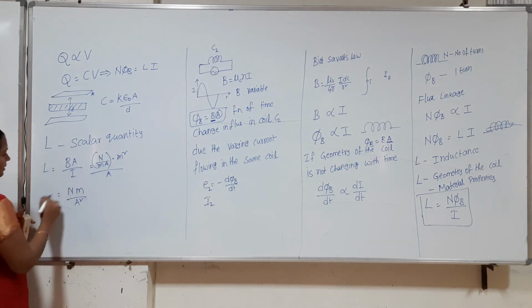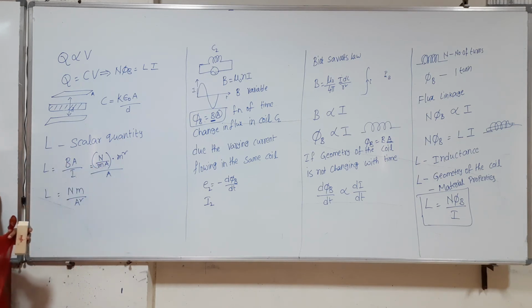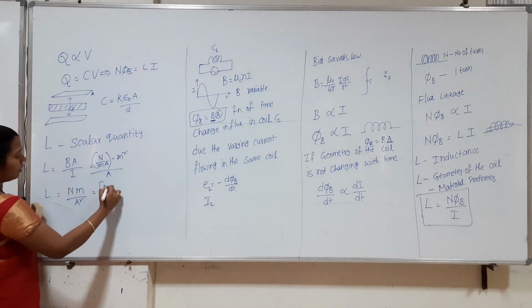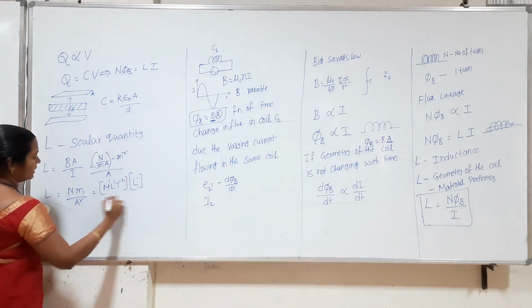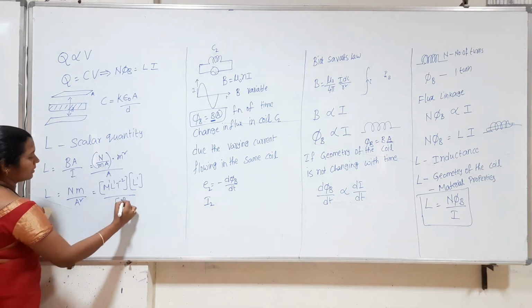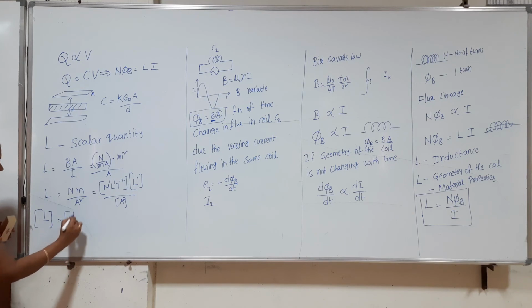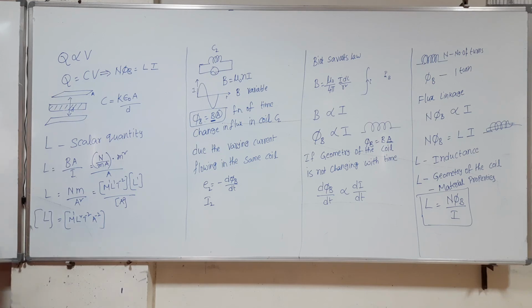Now we will write the dimensions. This is magnetic flux per unit current. First we will see the dimension part. Newton is M power 1, L power 1, T power minus 2, into L power 1, and the unit of current is ampere square, right? So the dimension of inductance is M power 1, L power 2, T power minus 2 and ampere power minus 2. This is the dimensional formula for the inductance.